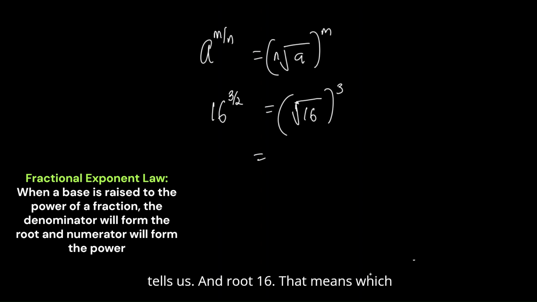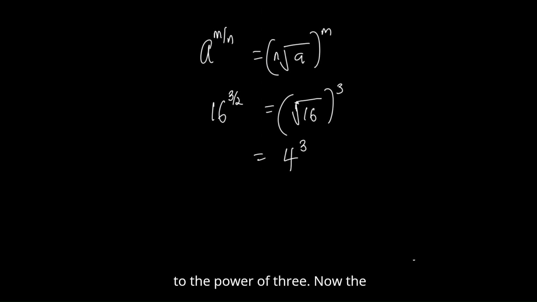And root 16, that means which number will you multiply 2 times to give you 16? That number is 4. 4 times 4 will give you 16. So you are multiplying 4 2 times to give you 16. So you have 4 to the power of 3.